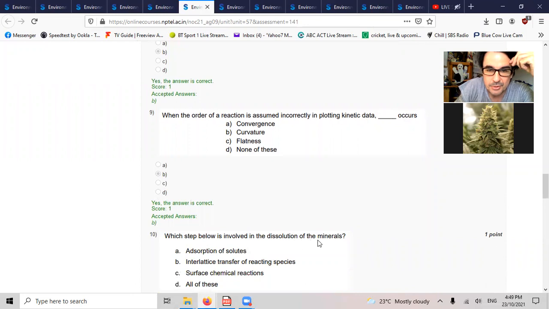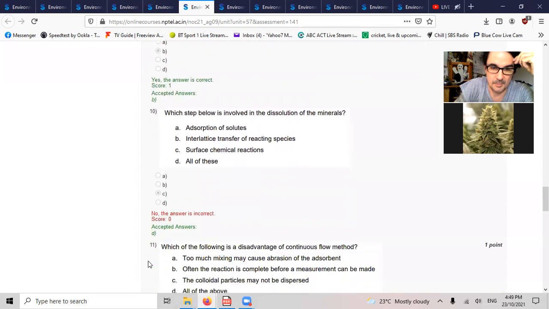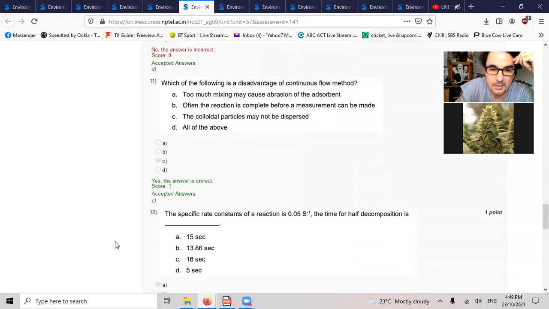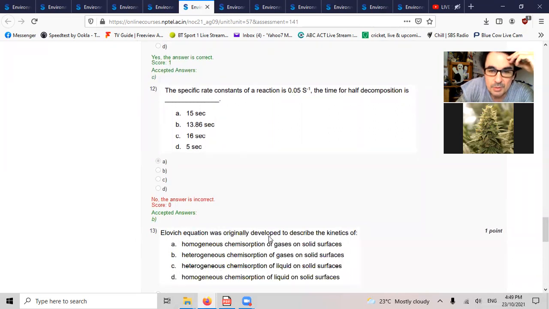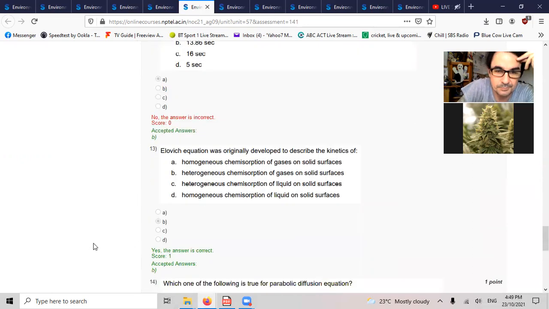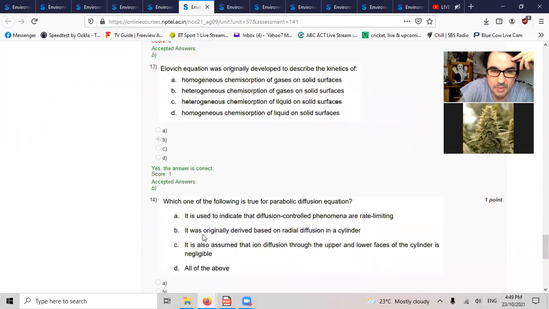Which step below is involved in the dissolution of minerals? Surface chemical. D. Which of the following is a disadvantage of continuous flow? Too much corrosion. Floaters maybe disappeared. Oh, C or D. C. A specific rate constant for that, half decomposition. Well, it's got to be that because it's in milliseconds. The Elovich equation was originally developed to describe the kinetics of heterogeneous gases. Which one of the following is true for the parabolic diffusion equation?